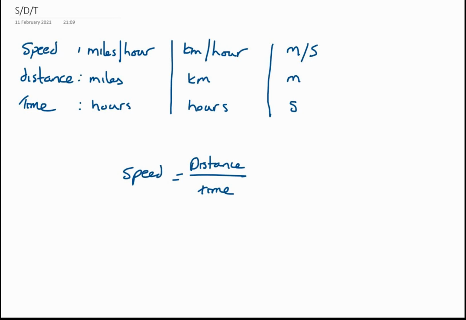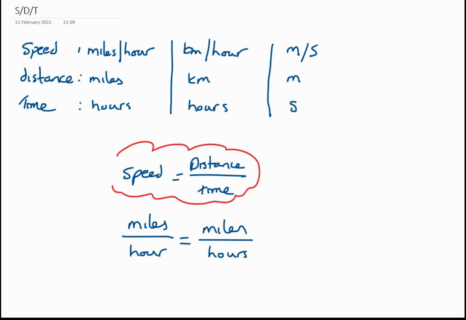So speed is miles per hour. You can think of it as miles divided by the hour, which is the exact same units as distance if it's in miles and time if it's in hours. So this equation is the key to these problems. Speed is the distance divided by the time.